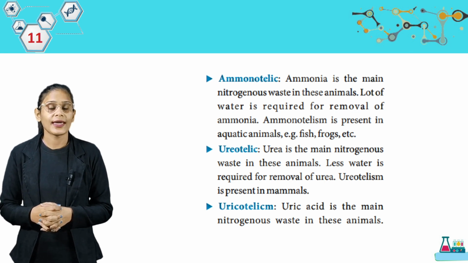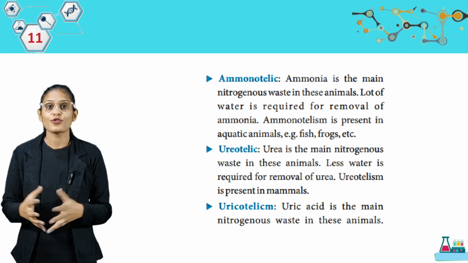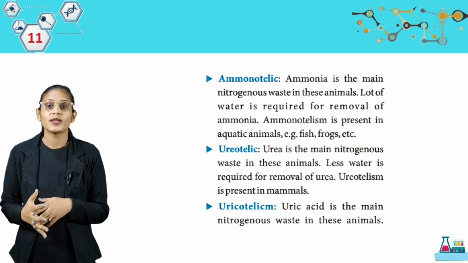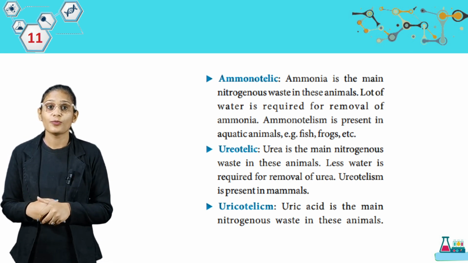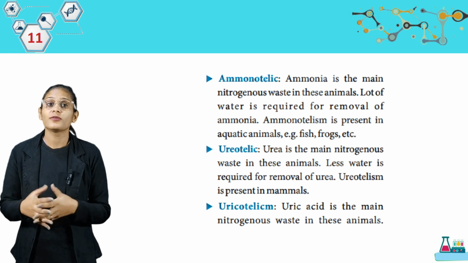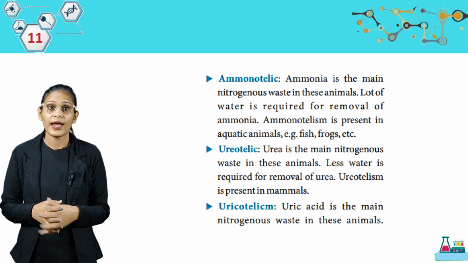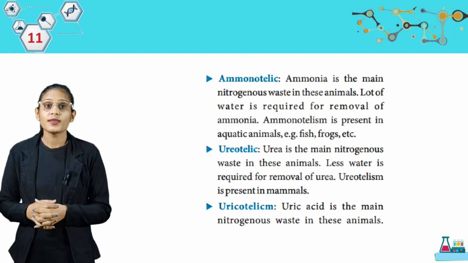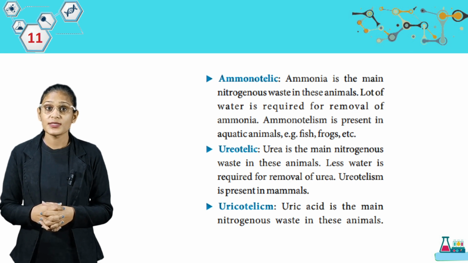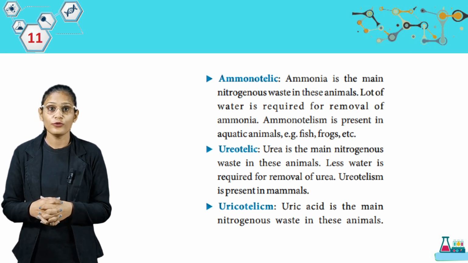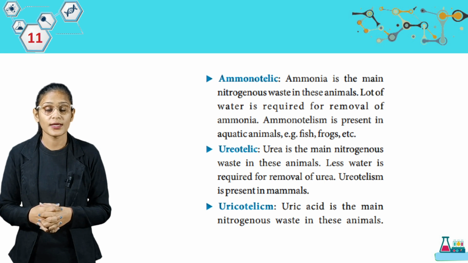Ammonotelism is present in aquatic animals, for example fish, frogs, etc. So students, in these animals the nitrogenous waste is in the form of ammonia, and this is found in most of the aquatic animals. Then we have ureotelic. Urea is the main nitrogenous waste in these animals. Less water is required for removal of urea. Ureotelism is present in mammals.